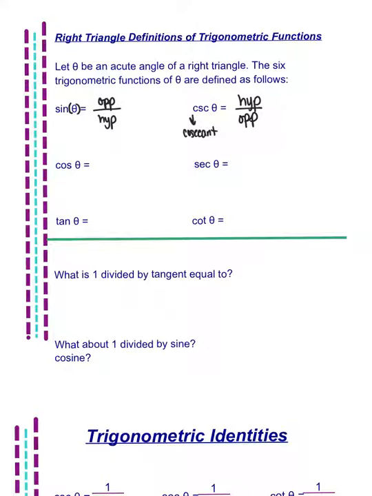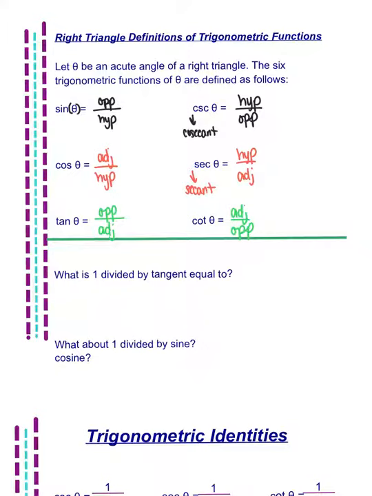Now cosine of theta is going to be the length of the adjacent side over the length of the hypotenuse, and secant is going to be the length of the hypotenuse over the length of the adjacent side. And notice cosine and secant are reciprocals of one another. And then the last one, tangent, is going to be the length of the opposite side over the length of the adjacent side. And the cotangent is going to be the reciprocal, length of the adjacent side over the length of the opposite side. So it's going to be important that you know these definitions.